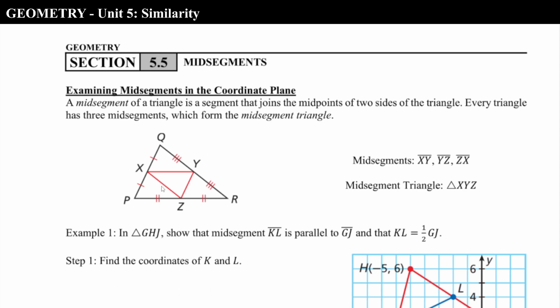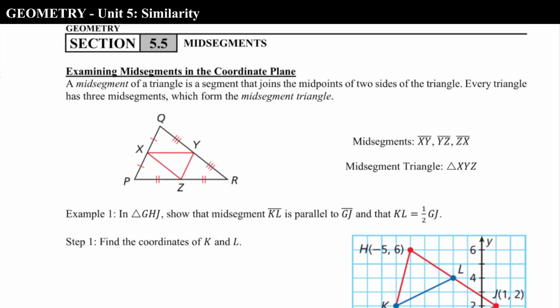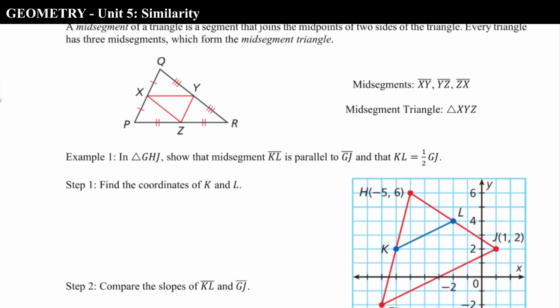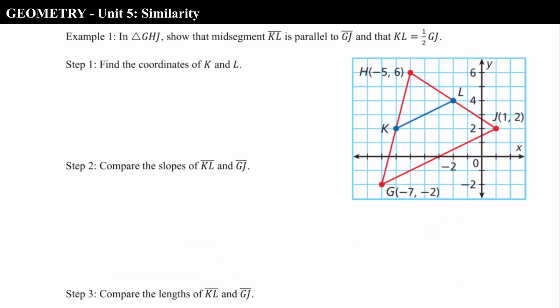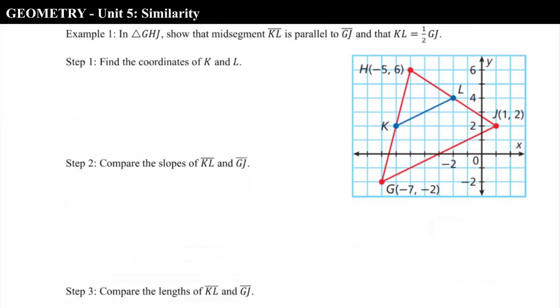Okay, so let's explore this a little bit by taking a look at a midsegment in the coordinate plane. So in this example, we want to show that the midsegment KL is parallel to GJ, and that KL is half of GJ. Okay, so these are things that we're going to try to show. First, we're going to find the coordinates of K and L. Now, there are two ways you can do this. One, you can find the coordinates by using the midpoint formula, which I'm going to demonstrate here.